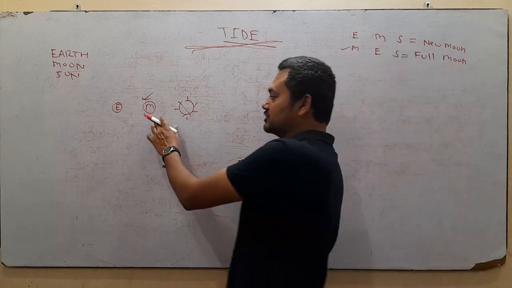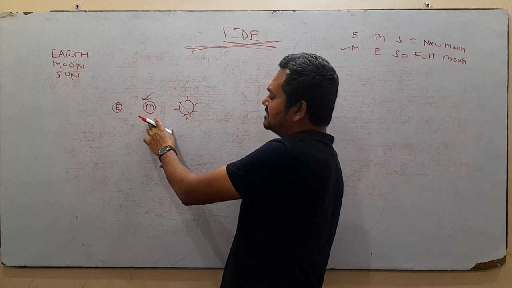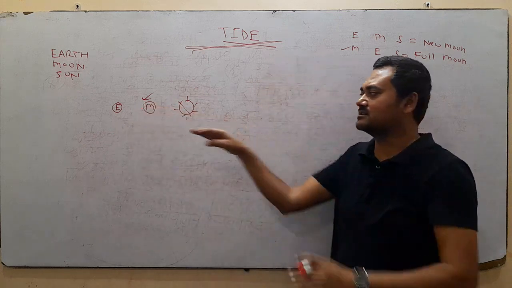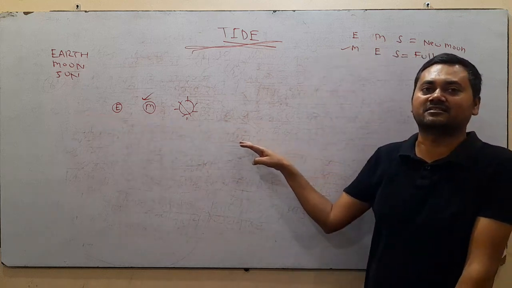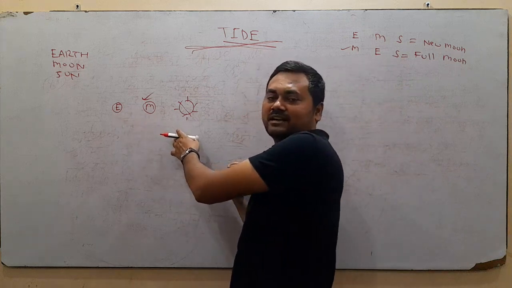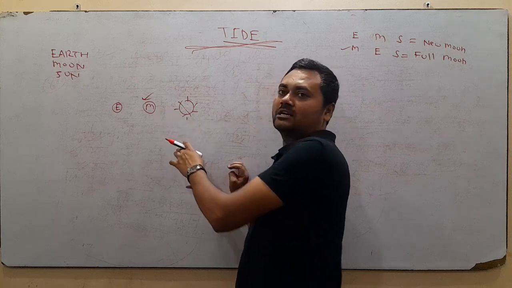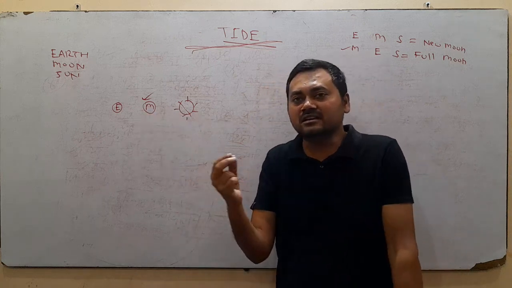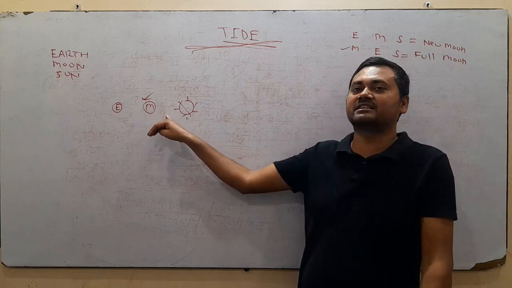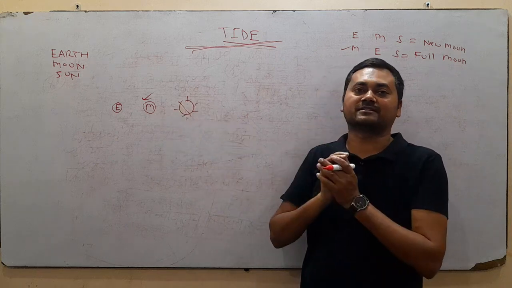So this is the first situation. In this situation, what happens is that the sun, the moon, and the earth are in a straight line. And since they are in a straight line, in this situation the gravitational force exerted by the moon and the gravitational force exerted by the sun will add together.